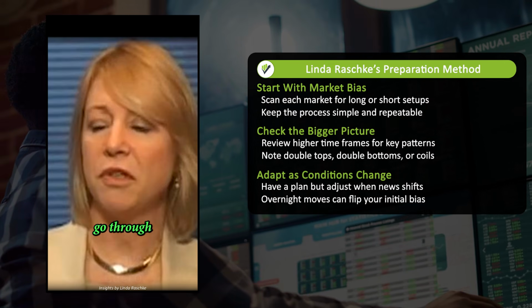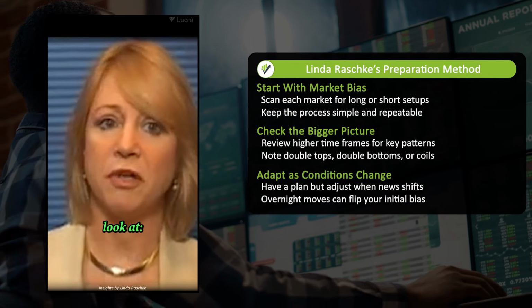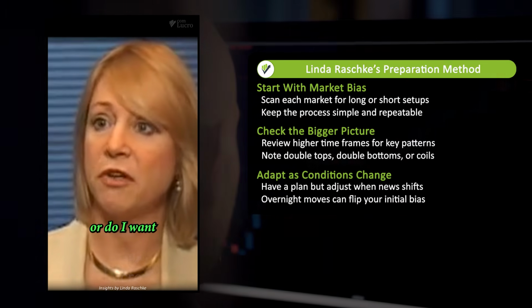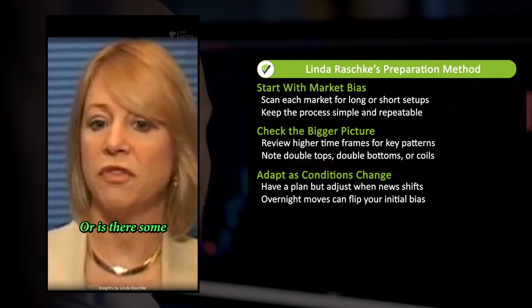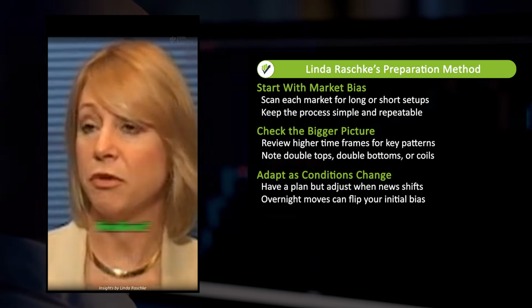For me, what I'll do is I'll go through the markets that I trade and I simply look at, do I want to trade it from the long side or do I want to trade it from a short side the next day? I try to keep it really simple. Or is there some little coil pattern where the possible breakout?